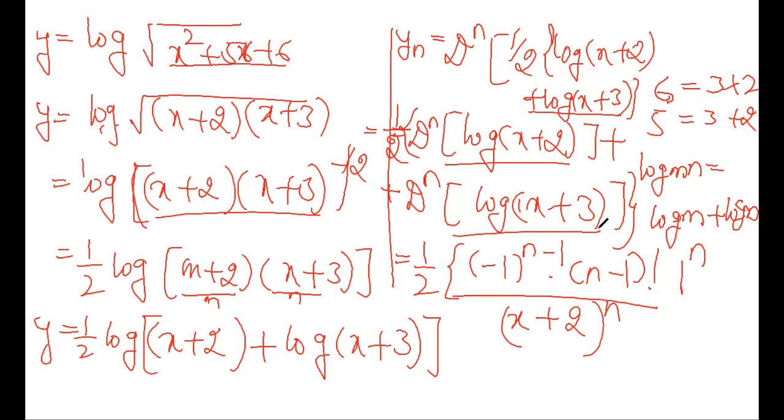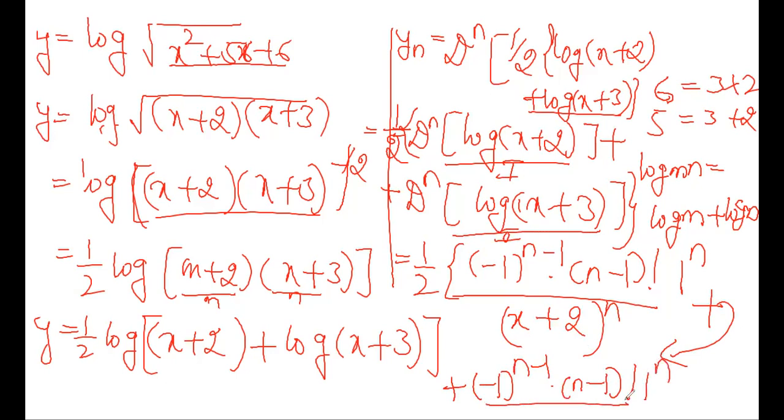Next, the second term. This is the first term and this is the second term. I write the second term here only, as I have no place. Plus (-1)^(n-1) times (n-1) factorial, where here also a equals 1, divided by (x+3)^n.